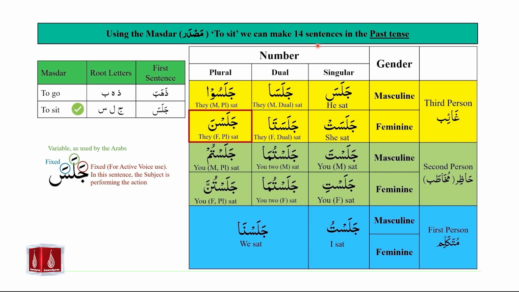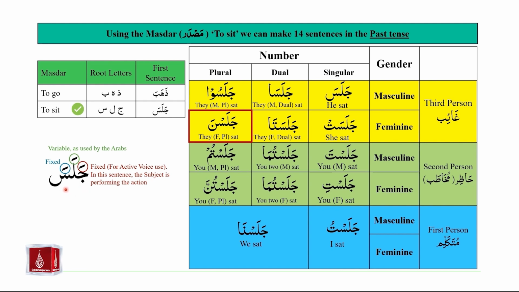We previously used the masdar of to go to make 14 sentences in the past tense. In that case, we used the root letters zal, ha, and ba, and our first sentence in the table was zahaba. Now we will use the masdar to sit to make 14 sentences in the past tense, or 14 jumla fi'liya in the past tense. For to sit, we have the root letters jim, lam, and sin. Our first jumla fi'liya in this table will be jalasa.